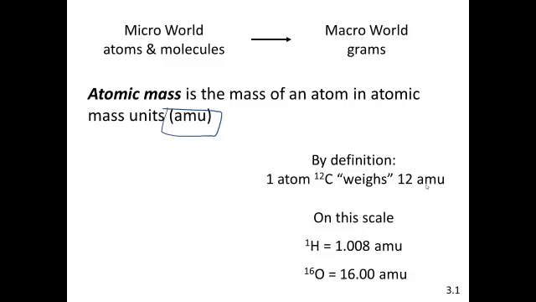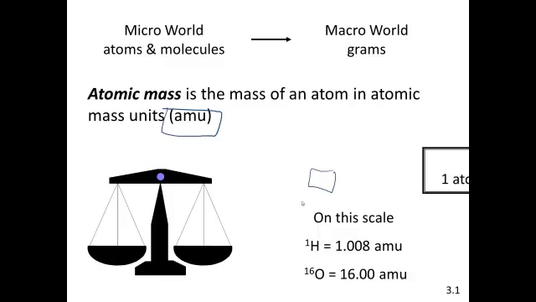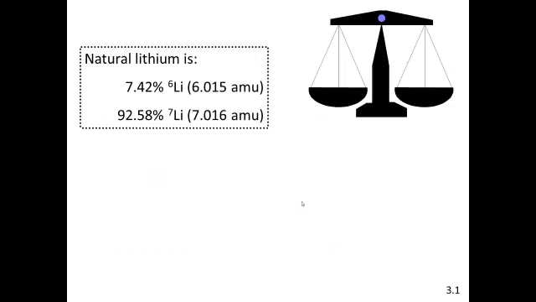Which carbon is it? Carbon has several isotopes, but it's carbon-12. On this scale, hydrogen weighs 1.008, and oxygen weighs 16 AMUs. We set everything as a reference to carbon, probably because it's one of the most abundant elements on the Earth. Natural lithium is 7.42% lithium-6, and 92.58% lithium-7.